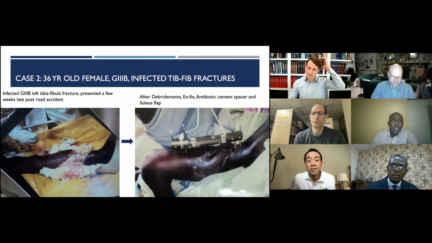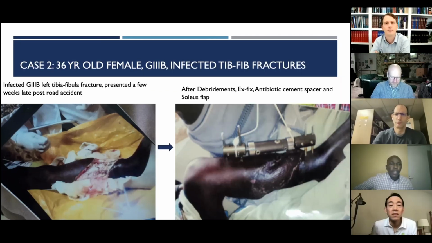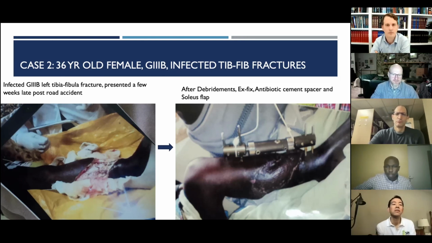Nice discussion. So the second case is a 36-year-old lady. She presented to us with an infected Gustilo 3B tibia fibula fracture. The image on the left shows the casualty image. That's a posterior splint, and she has a huge soft tissue defect, exposed bone, and foul-smelling dressings. Obviously she went in for the first stage. The first stage is basically to control the infection and get good stability, take care of dead space, and also take care of the infection and the soft tissue.